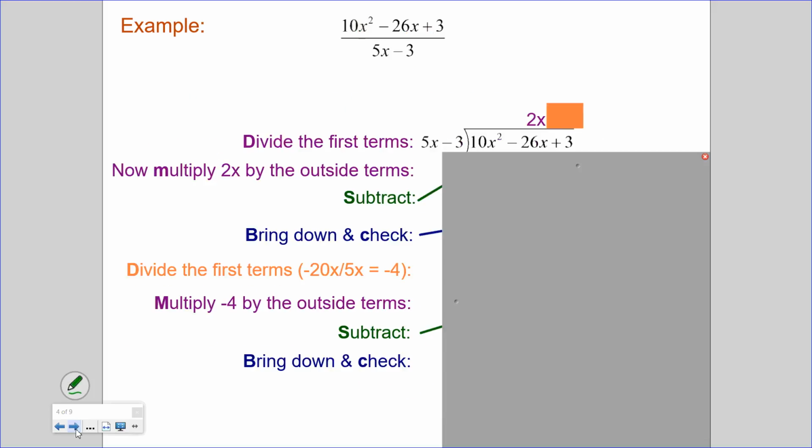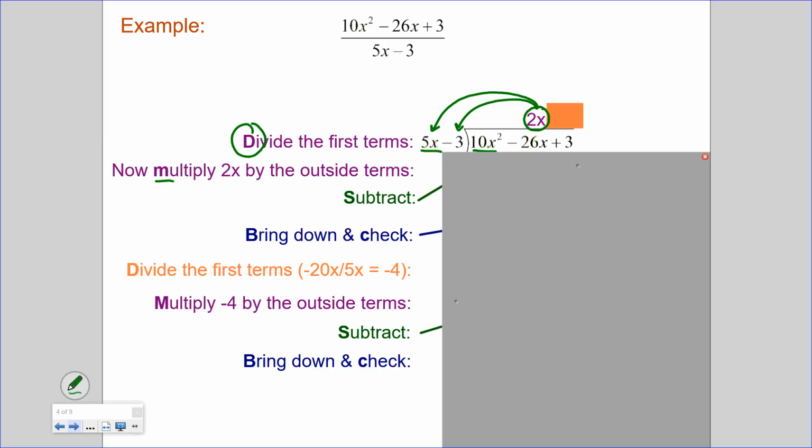Now I'm going to click to the next slide so we have space to carry on with the rest of the process. We did the divide: 10x squared divided by 5x gave us 2x. The next step in long division is to multiply. Does McDonald's? M stands for multiply. You multiply your 2x by every term in this polynomial, so 2x times 5x and 2x times negative 3.